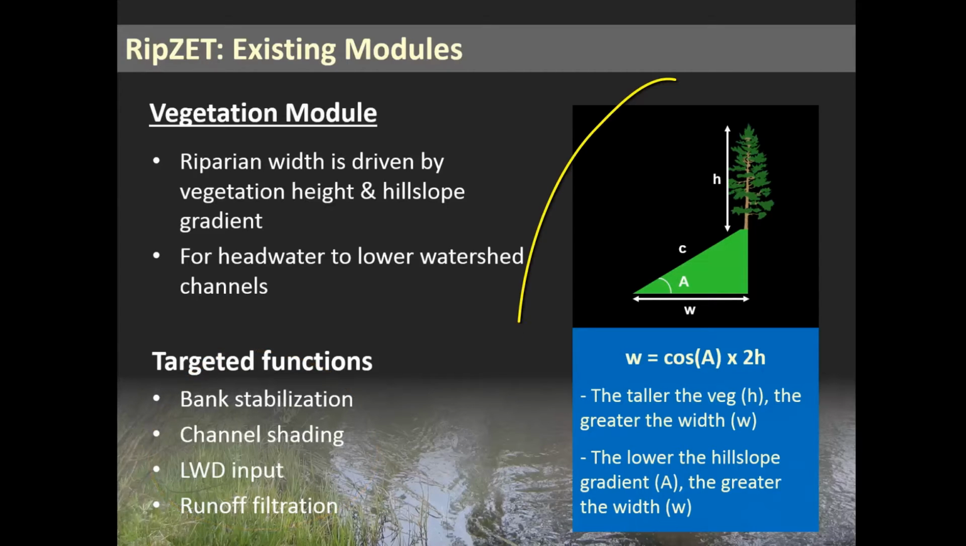And on the right side of the screen here, what we have is a schematic showing all the parts of the computation to get a functional width, and the simple equation that we use, essentially functional width is based on adjacent hill slope angle as well as vegetation height. So just two important things to think about with this module. First, the taller the vegetation, the greater the functional width that's given, and then the lower the hill slope gradient, the greater the functional width that's given.